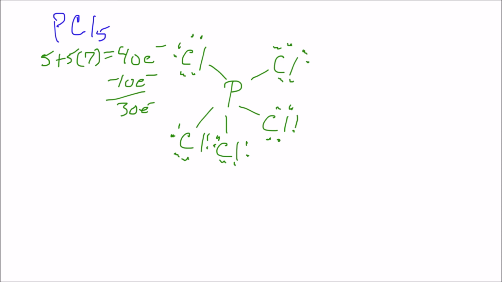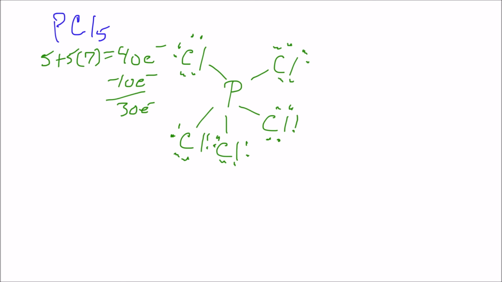Now we check the octet. 2, 4, 6, 8 for chlorine. All of these chlorines look like that one, so they have the octet met. 2, 4, 6, 8, 10 for phosphorus, but phosphorus is one of them that can break the octet rule. So that is the correct Lewis structure for that molecule.